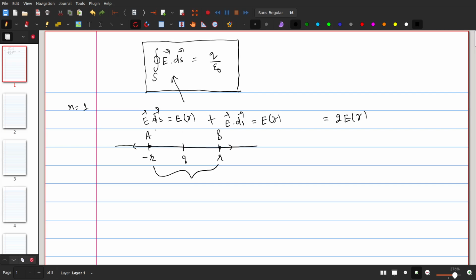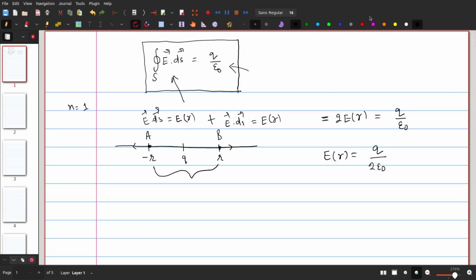So we are taking the sum of E dot dS for point A as well as point B, and we'll get 2E(r). And by Gauss's law, this must be equal to Q over epsilon naught. So the magnitude of the electric field at a distance r from this charged particle Q will be Q over 2 epsilon naught.